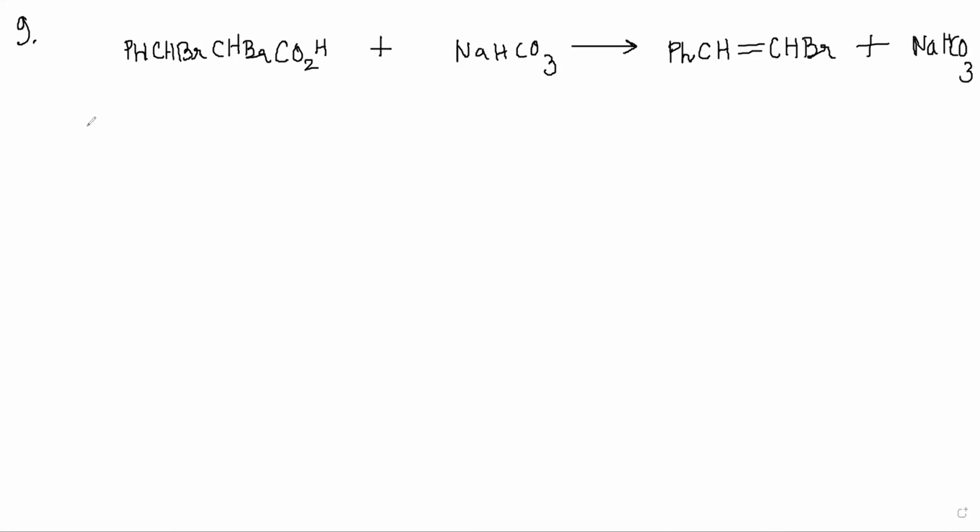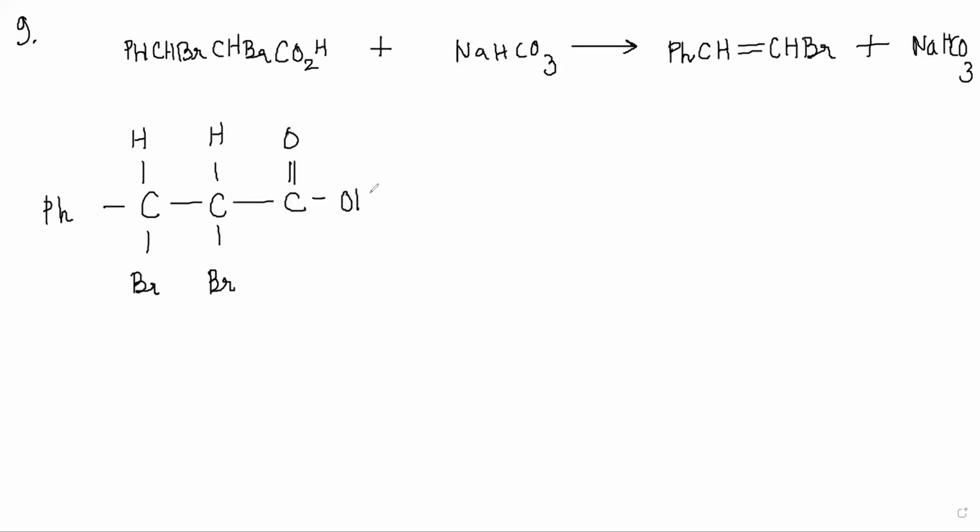Okay, so we have to understand what is going on here. First let's draw the reactant structure. C has a Ph, there is an H, there is a Br. There is another C with an H and a Br again, and then there is another C with a CO2H, which is basically COOH. This is a carboxylic acid. So plus NaHCO3, this will be splitting as Na plus and HCO3 minus.